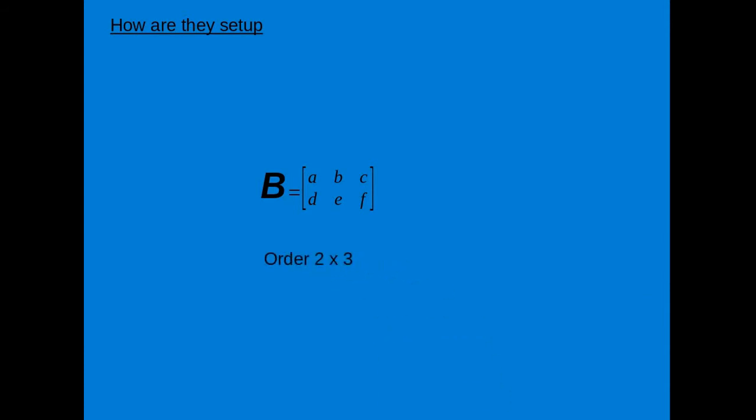So we talk about the rows and columns as the order of the matrix. In this example, the order is 2 by 3. So we say 2 rows by 3 columns gives us the order 2 by 3. We say by for the X in the middle there. So this matrix is order 2 by 3.